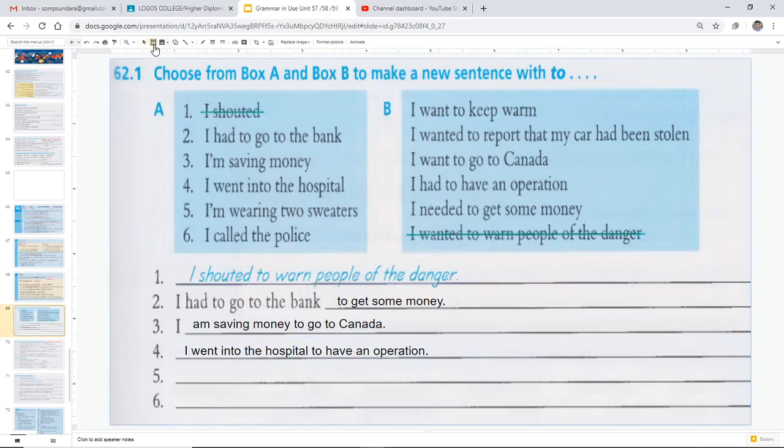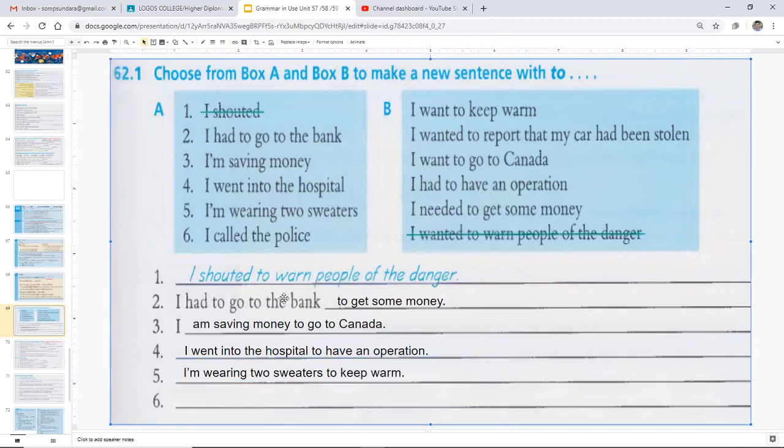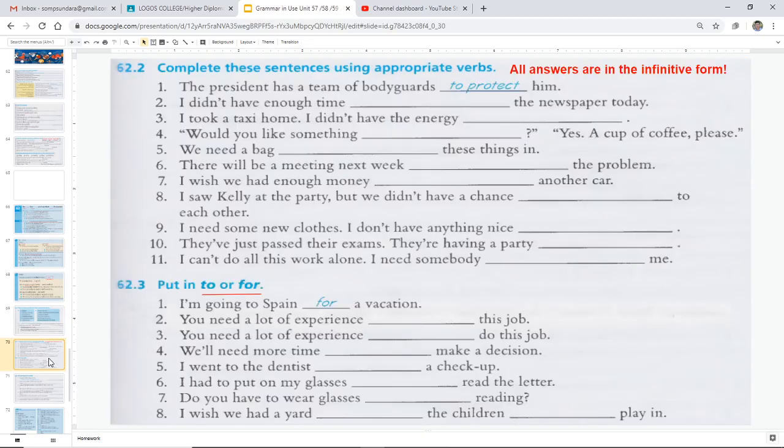Number five, I'm wearing two sweaters. Why would you wear two sweaters? It's hot outside? No. I'm wearing two sweaters to keep warm, right? Probably because it's cold outside and you want to put two sweaters on to keep warm. And the last one, I called the police. Why would you call the police? To report that my car had been stolen. Okay.